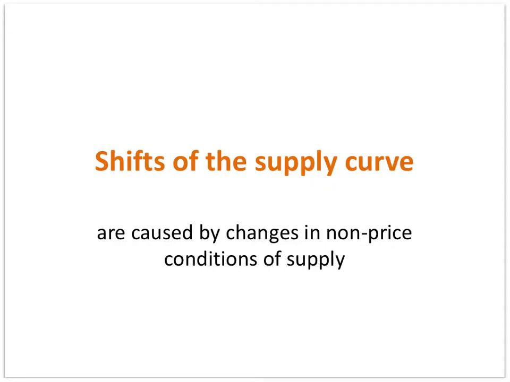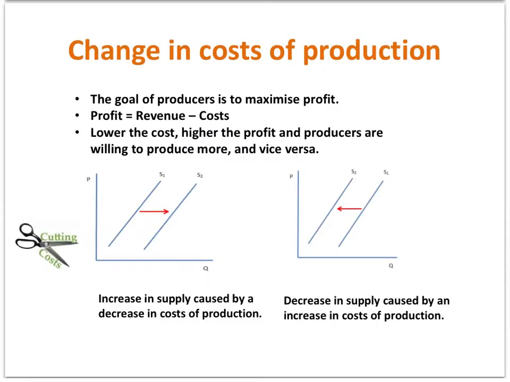Shifts of the supply curve are caused by changes in non-price conditions of supply. One non-price condition of supply is cost of production, so any change in costs of production will affect the supply curve. Why is that? The goal of producers is to maximize profit. For a given price, the level of profit is determined by the level of cost. So the lower the cost, the higher the profit, and producers are willing to produce more for the same price. The higher the cost, the lower the profit, and producers will be willing to produce less at the same price.